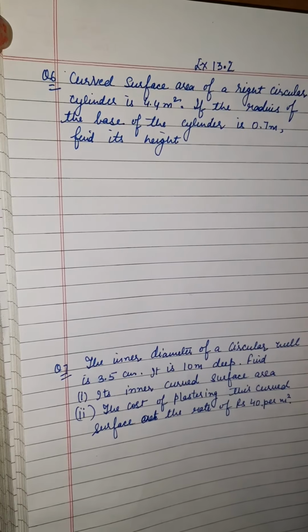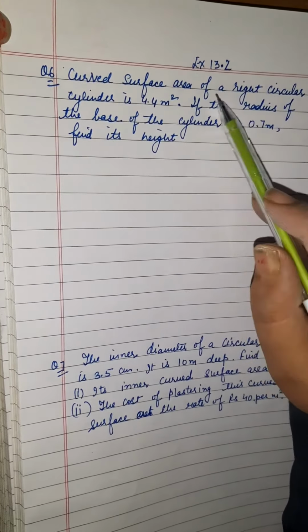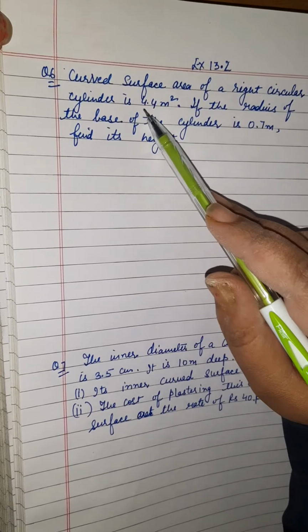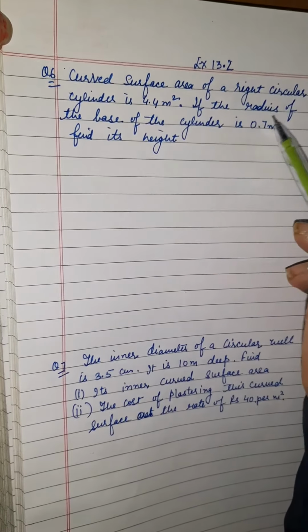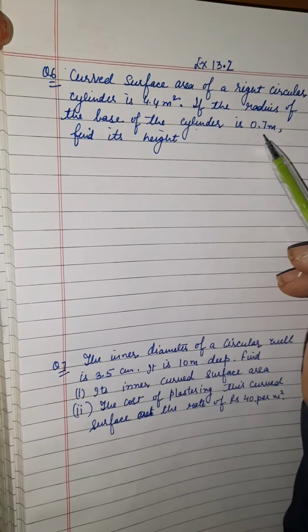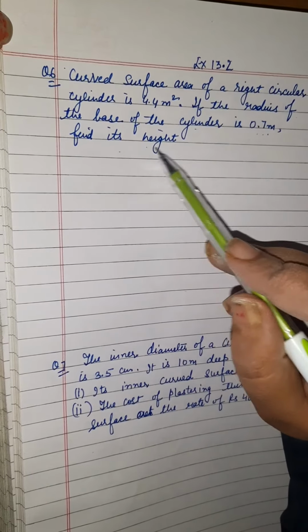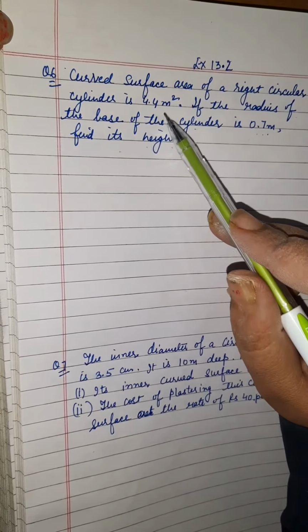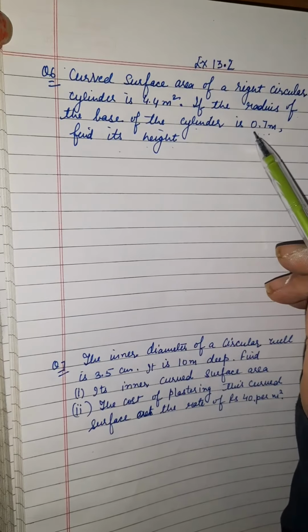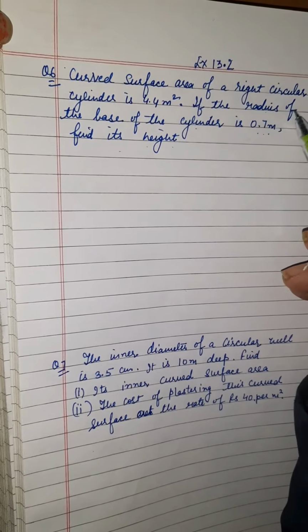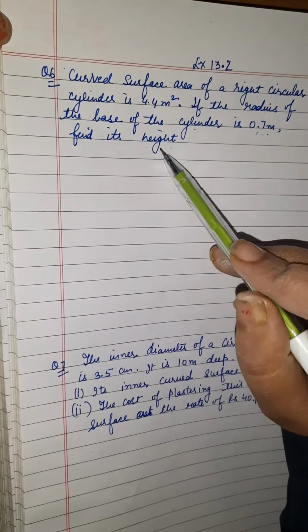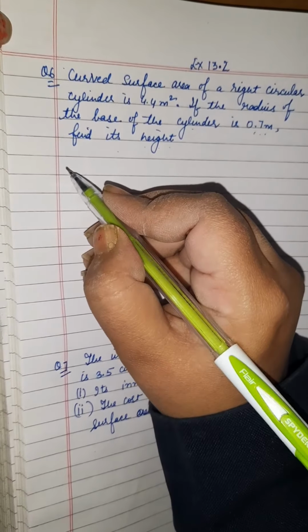Sixth question of exercise 13.2. The curved surface area of a right circular cylinder is 4.4 meters square. If the radius of the base of the cylinder is 0.7 meter, find its height. In that question, the surface area is already given and the radius of the base is also given, and we have to find the height of the cylinder.